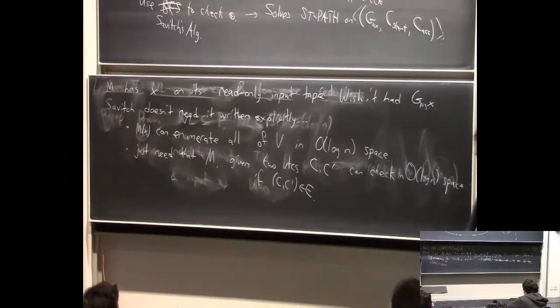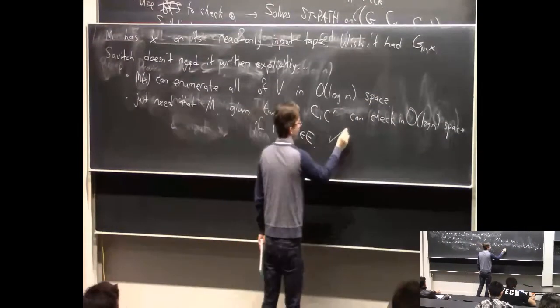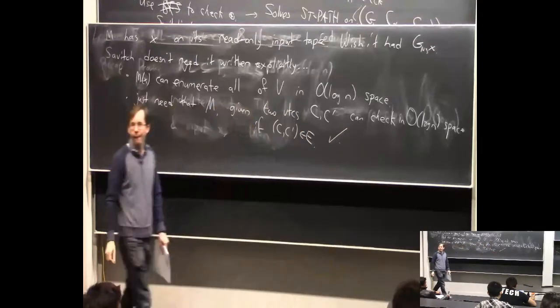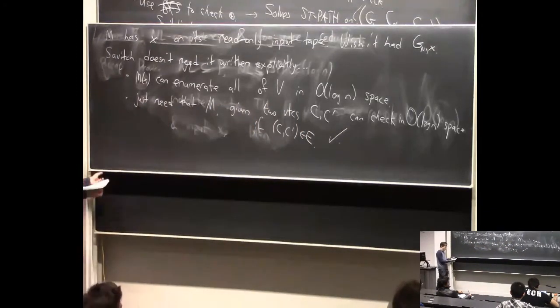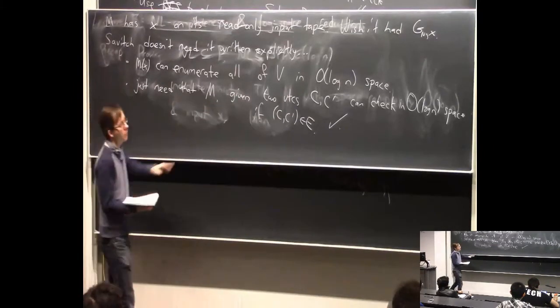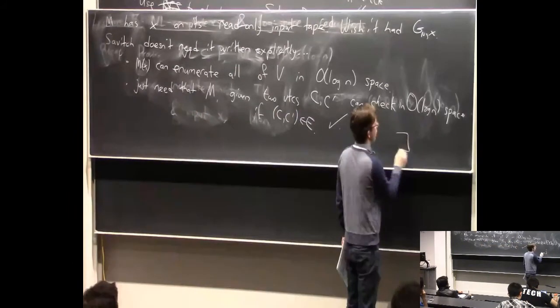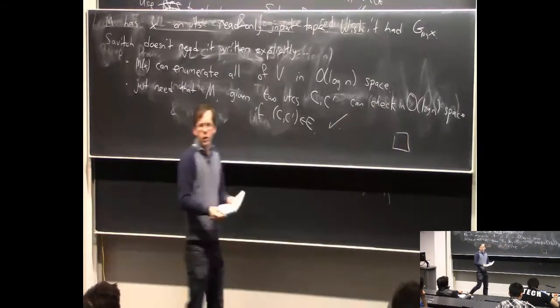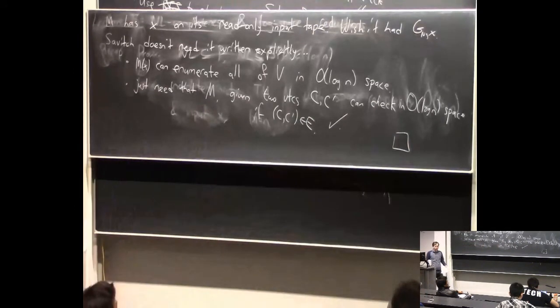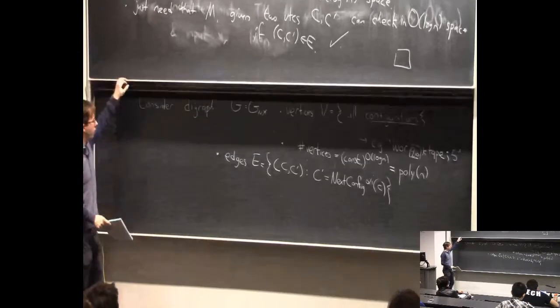Let me not really write much more, but check. I'll just put a check mark here. You can do that. And let me say that completes the proof of the theorem, that NL is in space log squared n. Any questions about this? Great.